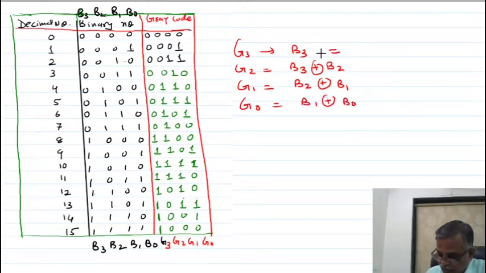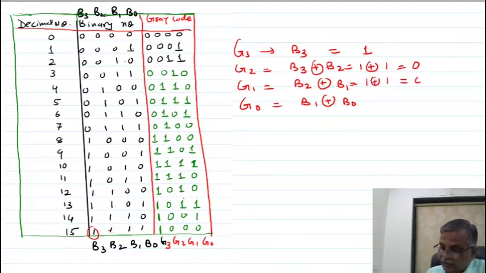Look here. What is B3? B3 is 1, so I would write here 1. What is B3, B2? 1, 1. So 1 exclusive 1. You know both are at the same level, so output is 0. B2, B1 is 1, 1. So 1 exclusive 1, both are same level, output is 0. B1, B0 is 1, 1, so it is 0, because both are at the same level. So you can see the corresponding gray code is 1, 0, 0, 0.